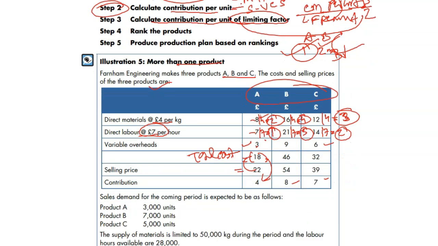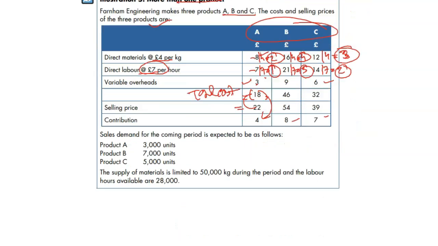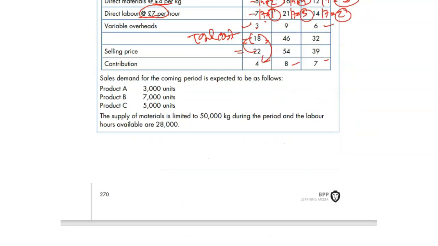You need to find out which one is your limiting factor. We don't know yet. Let's read more. Sales demand for the coming period is expected for A, B, C at different levels: 3,000, 7,000, 5,000 units. Supply of materials is limited to 50,000 kg and labor hours available are 20,000. Still we don't know which one is limited. Although they said limited to 50,000, we don't know whether it is a limiting factor or not, because we don't know yet whether they can meet the demand of these units or not.